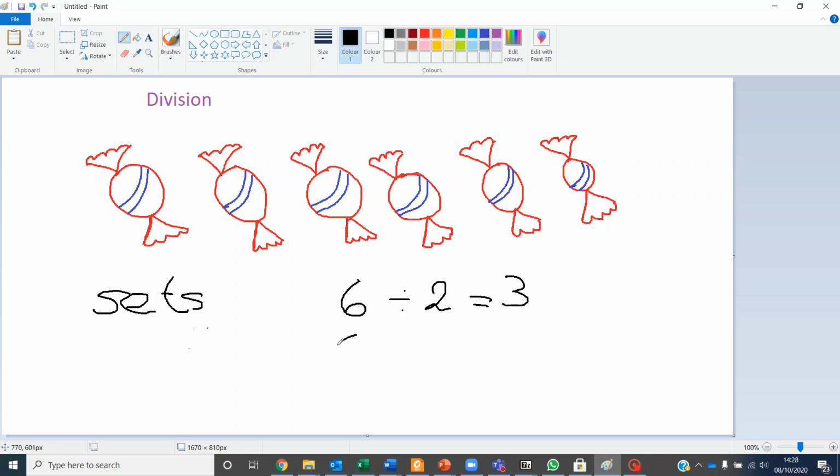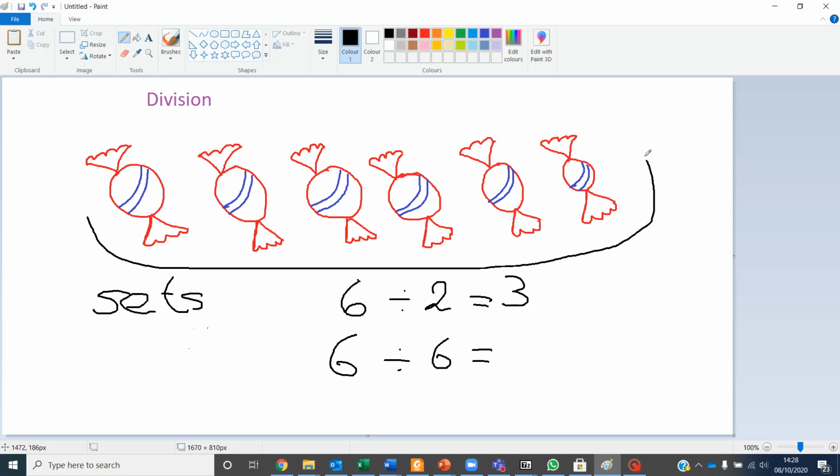Imagine you wanted to know how many sets of 6. 6 divided by 6. You want to know how many sets of 6 are in 6. That's fairly easy. You count out a set of 6 and you circle it. The answer to that will be 1. 1 set of 6.